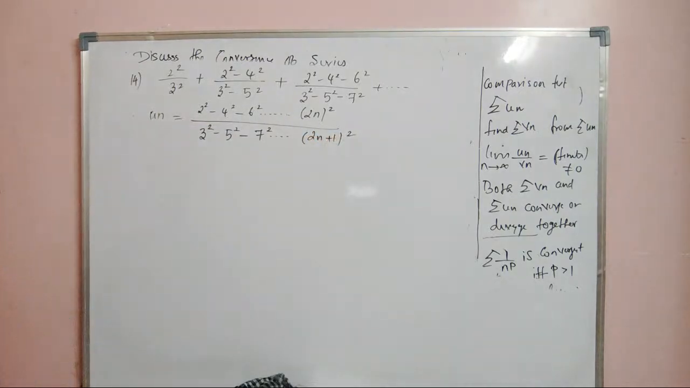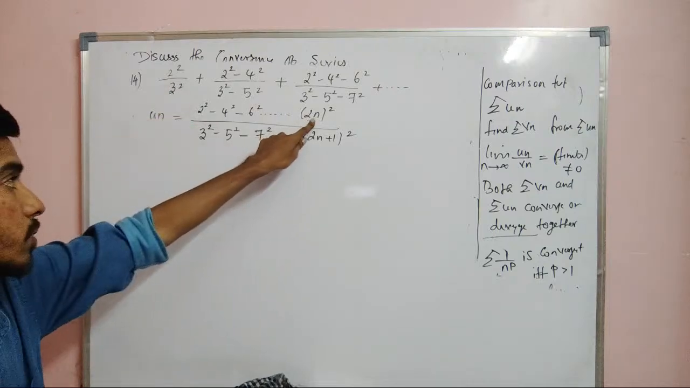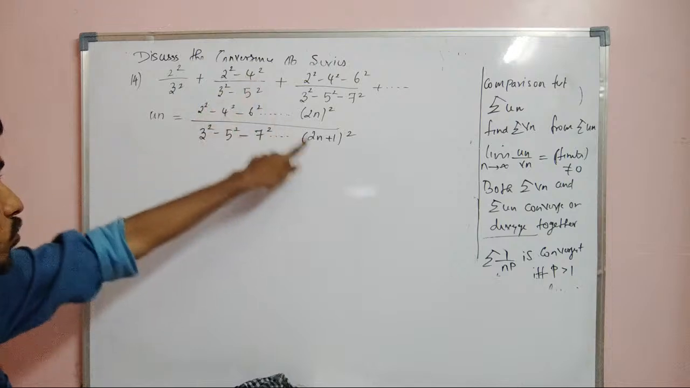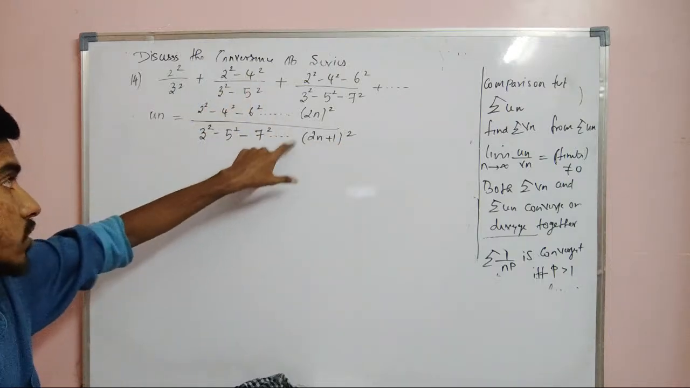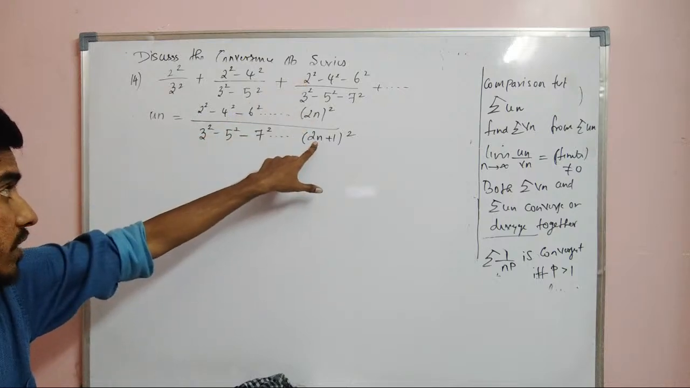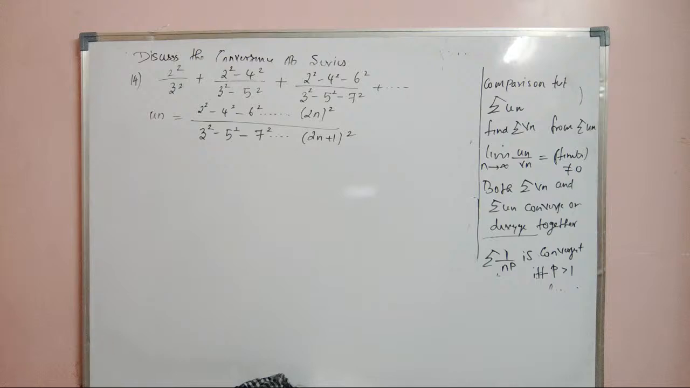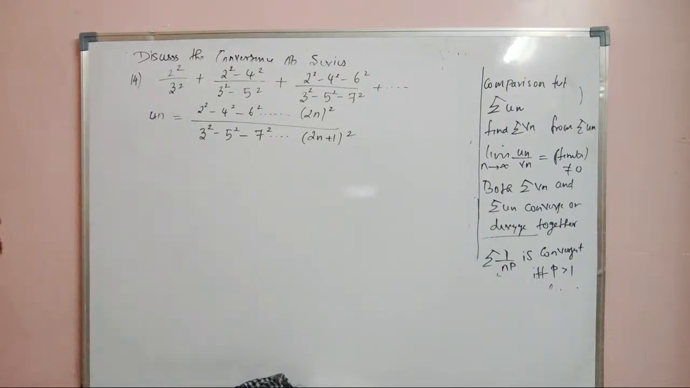So if we put n is equal to 1, we will have this term. If n is equal to 2, we can go up to 4 square, so we have 2 square minus 4 square. If n is equal to 2, we have 5 square in the denominator. If n is equal to 3, we can go up to 6 square, so 2 square minus 4 square minus 6 square. If n is equal to 3, we can go up to 7 square. So this is our nth term: 2 square minus 4 square minus 6 square up to 2n square.